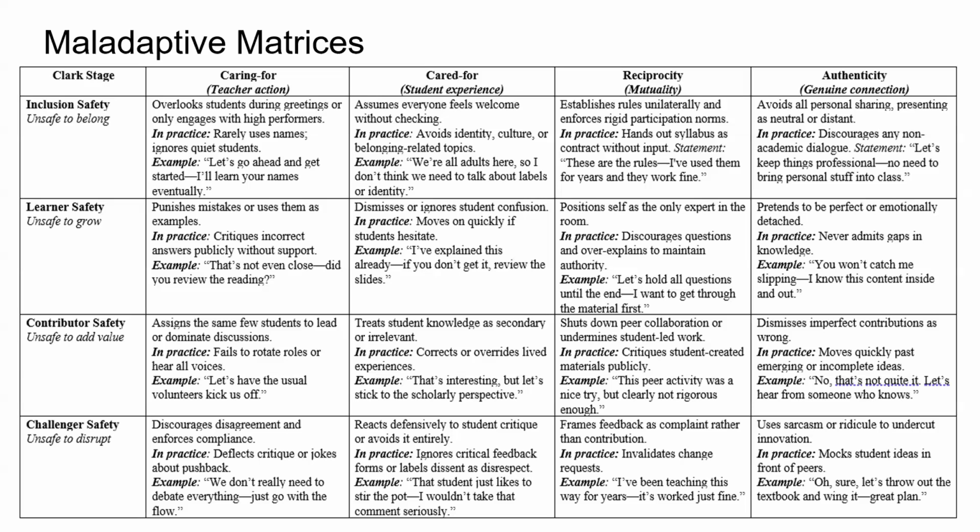Again, we did challenger safety by authenticity, also in the adaptive matrices. So let's see what that looks like when it's maladaptive.